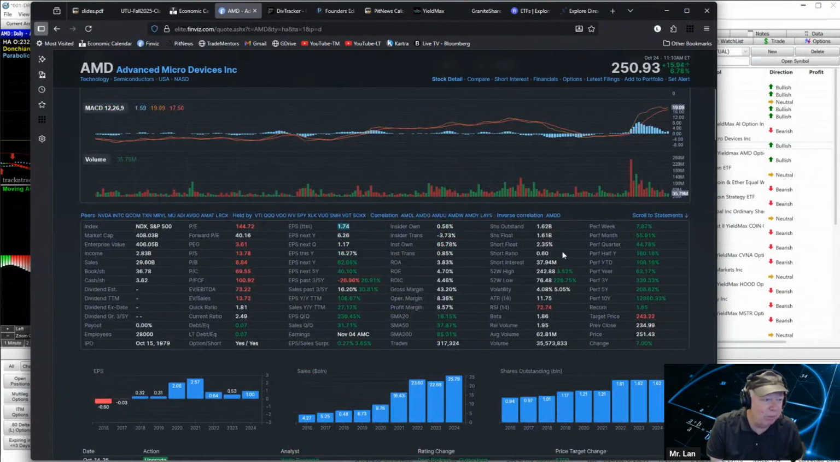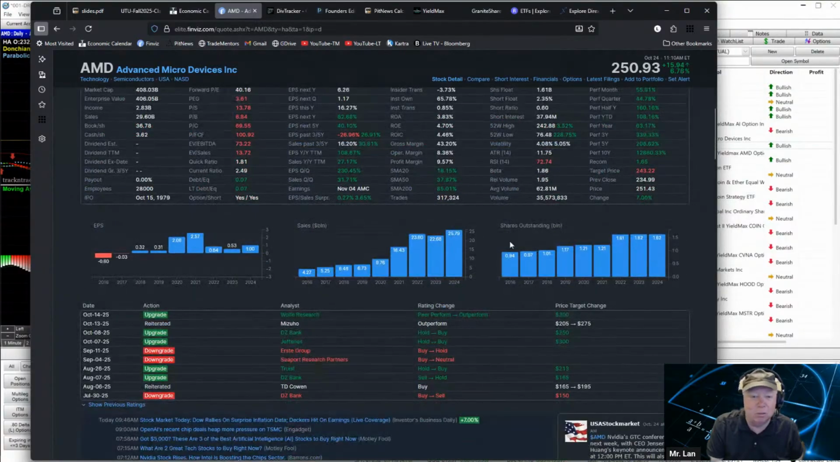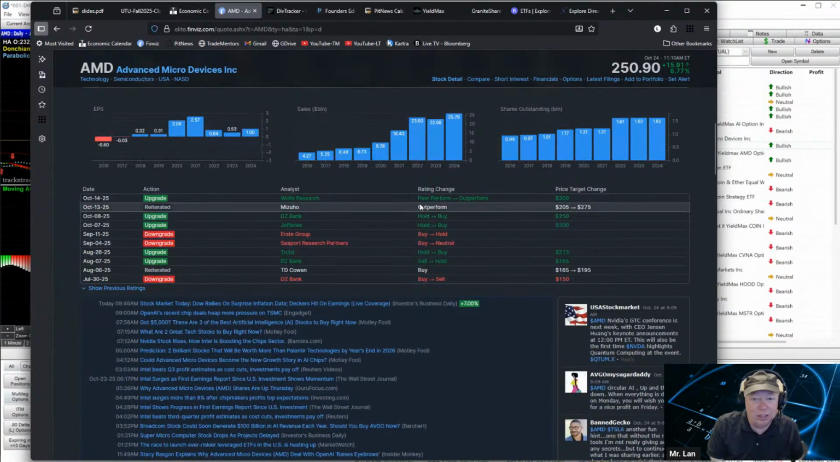This is a good company, not like Apple, buying their shares back. Their sales are flat, and their earnings per share are only going up because they're buying their shares back. See the difference? And look at all these big companies in here.